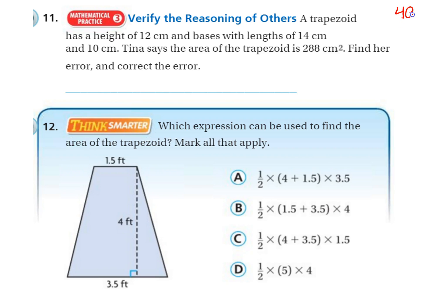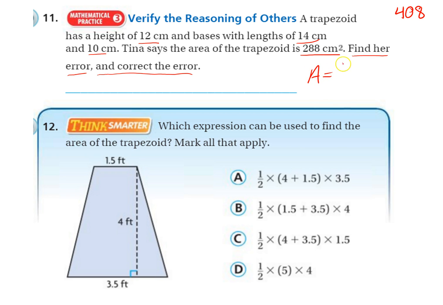Okay, still on page 408. Let's take a look. A trapezoid has a height of 12. The bases are 14 and 10. Tina says the area is 288. Find her error and correct the error. My guess is she forgot to divide by 2, but let's check.